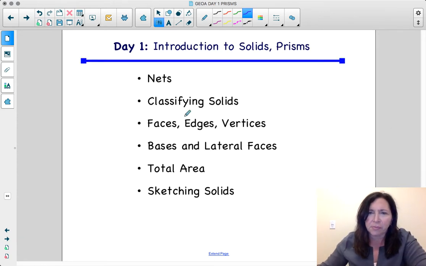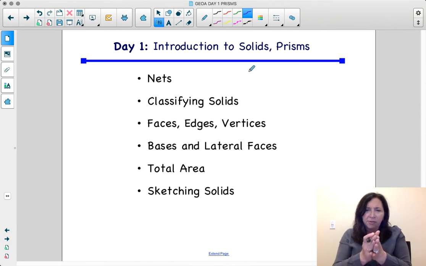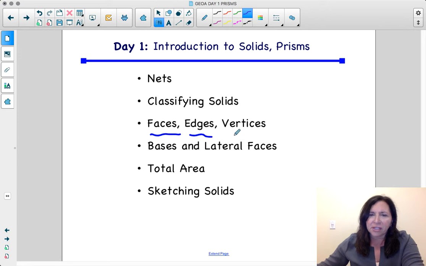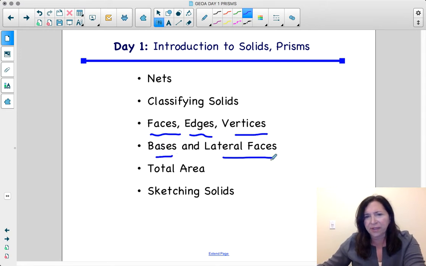So introduction to solids and prisms. So today you are going to be getting some nets. Nets are basically taking your prism and laying it out and then trying to discover formulas and areas and that kind of thing. You're going to classify the solids just like we were talking about. We're going to talk about faces, edges, and vertices. We're going to talk about bases and lateral faces.